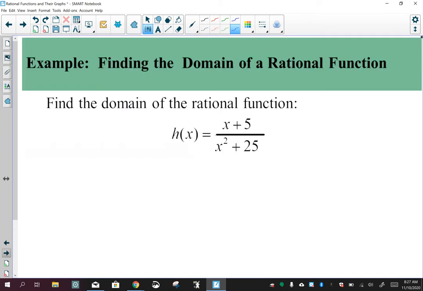Find the domain of this function. So if you take a look at this piece here, we're going to do the same thing. x squared plus 25, set that equal to 0. I'm going to move it over. x squared is equal to negative 25.